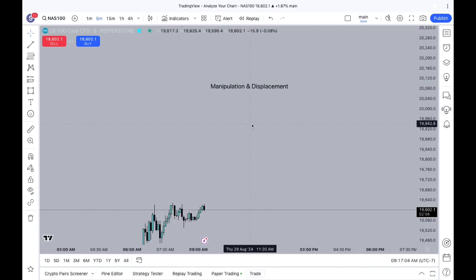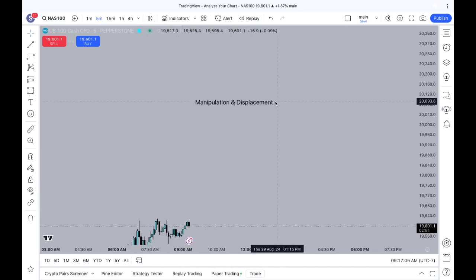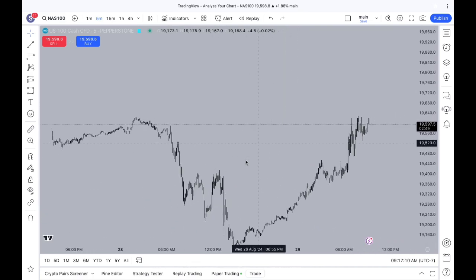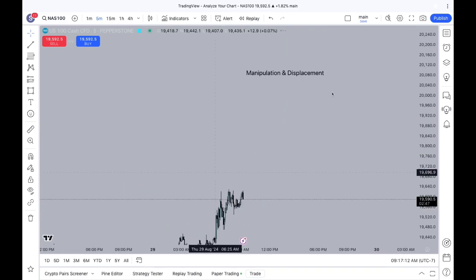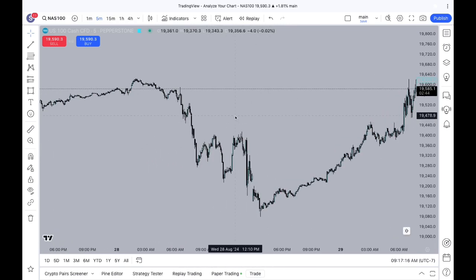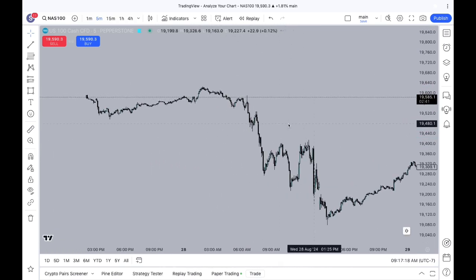Alright, so we're going to be talking about manipulation and displacement today. Manipulation would be your liquidity sweeps and displacement would be price displacing, and I'll go over some examples today explaining how that looks on the market.